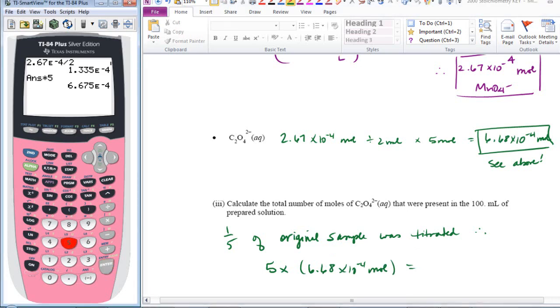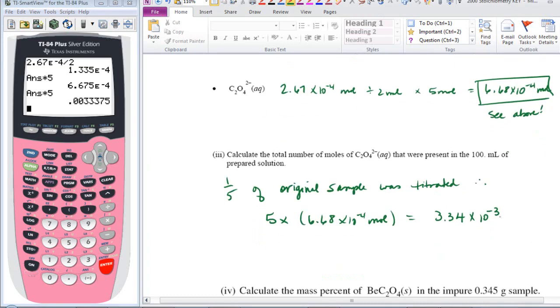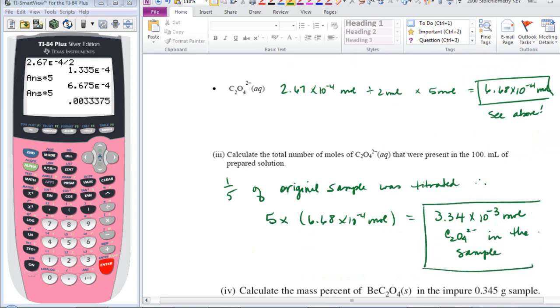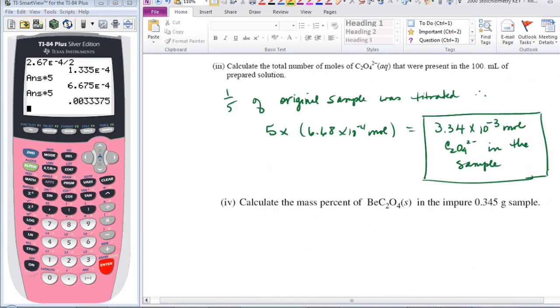So multiply by 5. And that means there were 3.34 times 10 to the negative 3 moles of C2O4 2- in the sample. Simple proportion. Not all of chemistry is hard. I know. One day you're really going to believe me when I say that.